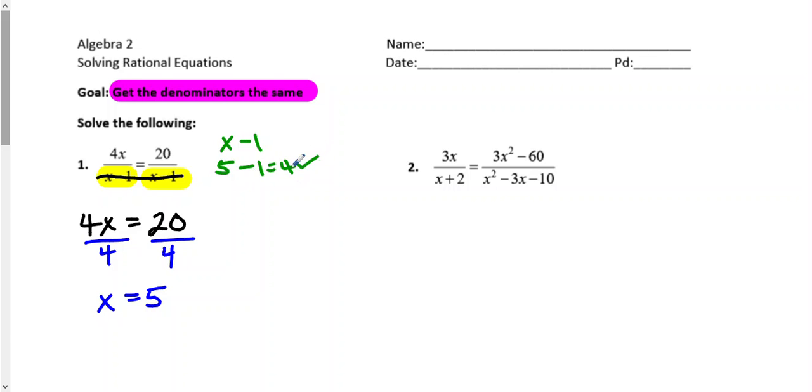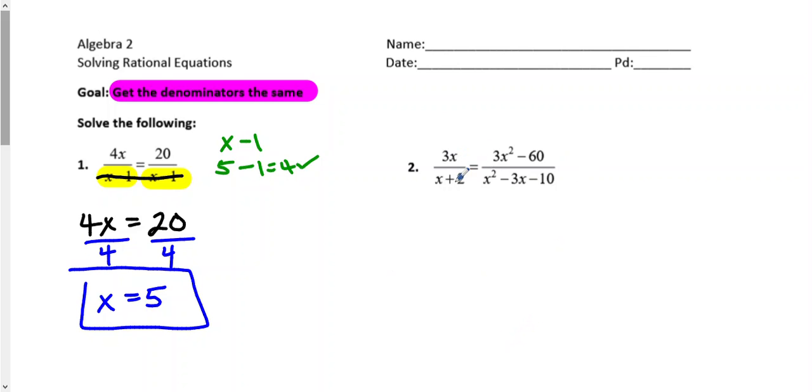The only time it is not okay is if you plug it back in and you get it to equal 0. So, since we plugged it back in and we did not get 0, we can say x equals 5 is an answer.